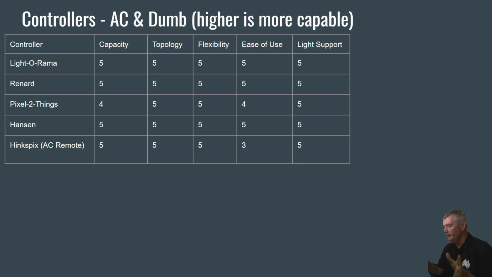Pretty much everything they can do, capacity, in terms of number of lights that they can support. These are never high. This is typically 16, 24 channels or thereabouts.